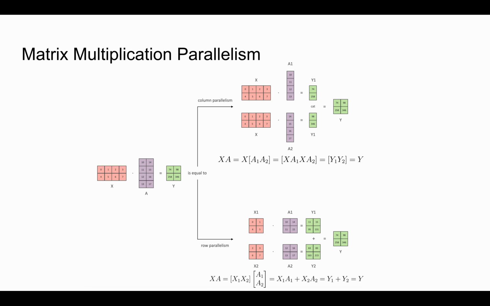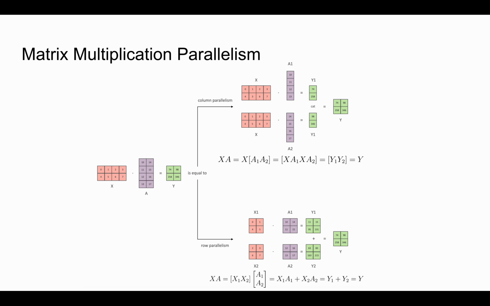First is column parallelism. This parallelism splits the matrix by column. In this picture, they split matrix A into two column matrices A1 and A2. They compute each submatrix independently and aggregate each output Y1 and Y2.